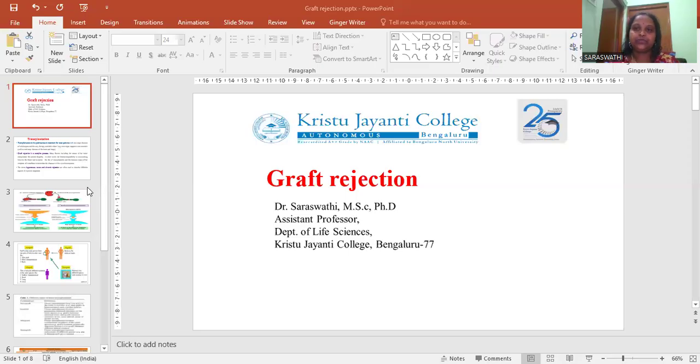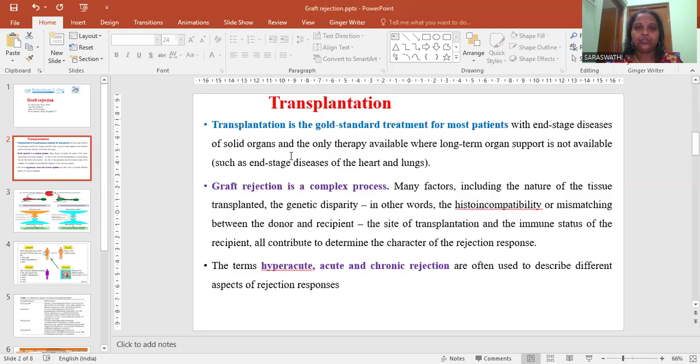Dear students, today we are going to discuss graft rejection, that is, tissue graft rejection. Before going to graft rejection, we'll learn about transplantation. What is tissue transplantation, otherwise organ transplantation? Transplantation is the gold standard treatment for most patients with end-stage diseases, like organ failure, such as kidney failure, liver failure, or lung failure. This is the end option for entire organ transplantation.